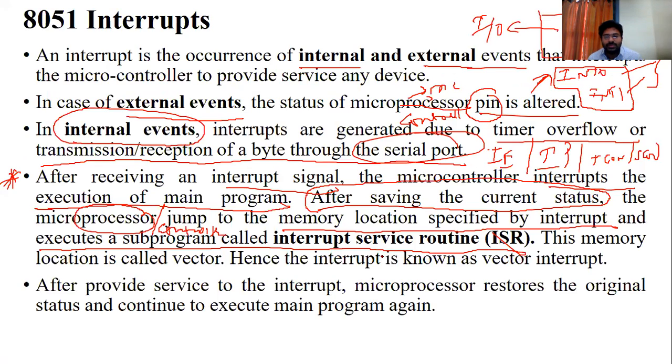Very easy. This memory location is called the vector address. Each and every interrupt has some address, which we know as the vector interrupt address. Remember, for a microprocessor and microcontroller, the operation is the same. That's why I represent both microprocessor and microcontroller.